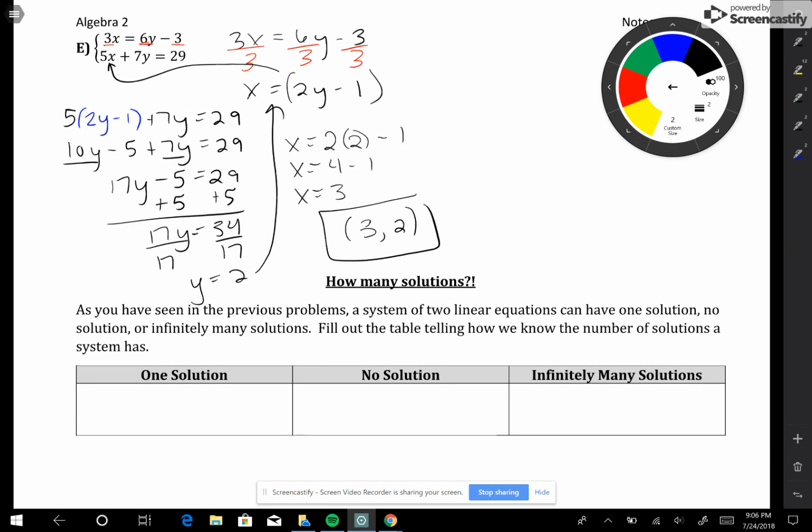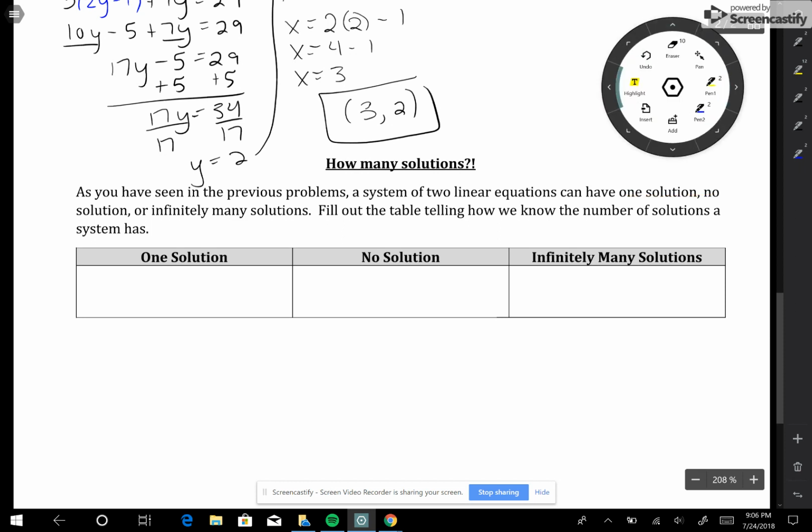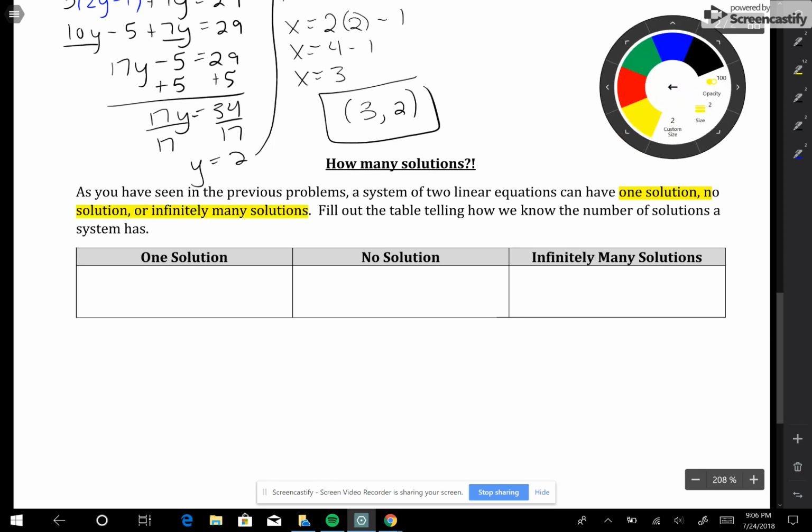All right, as we've seen in these problems, some of the problems had one solution. We also had a case where there was no solution, and then we had a case where there were infinitely many solutions. We're going to fill out, you can have one, no, or infinitely many. So we are going to fill out how we know this happens. If there's one solution, that means we end up being able to solve for x and y, and then our answer is always going to be the point x, y.